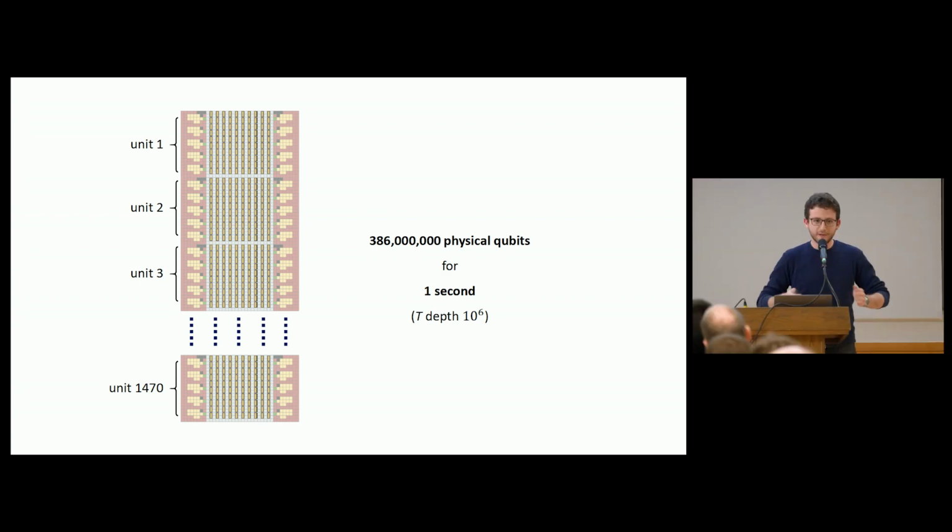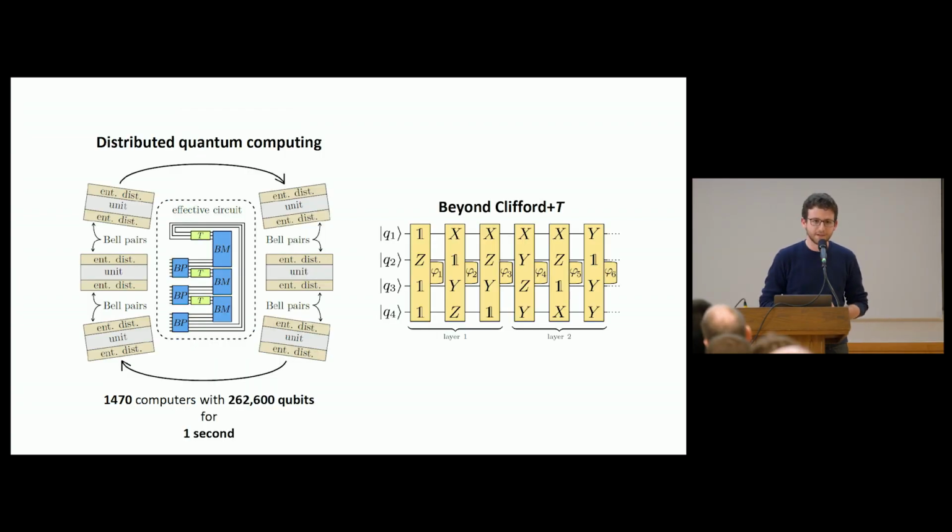If you feel like that's too many qubits for a quantum computer, you can also think about schemes for distributed quantum computing, where you do the same thing using 1,500 computers with 250,000 qubits each. So still a lot of qubits, but distributed over multiple processors. You can also think about using resources other than T-gate magic states to speed up your computation, like CCZ states or small angle rotation states.